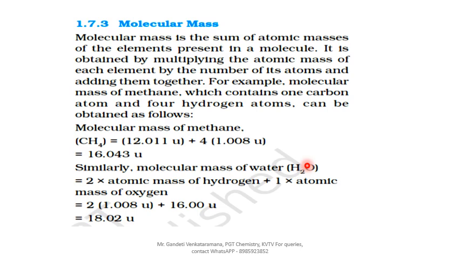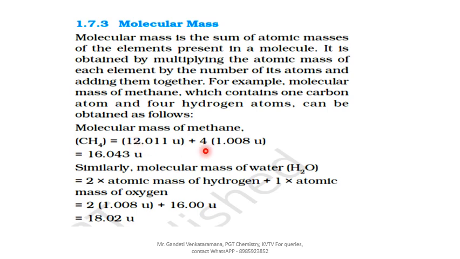For carbon also, most of the students directly take 6. No, 6 is the atomic number. But we are calculating molecular mass. So what is the mass of the carbon? 12. Mass or atomic mass is different from the atomic number. That is very, very important.